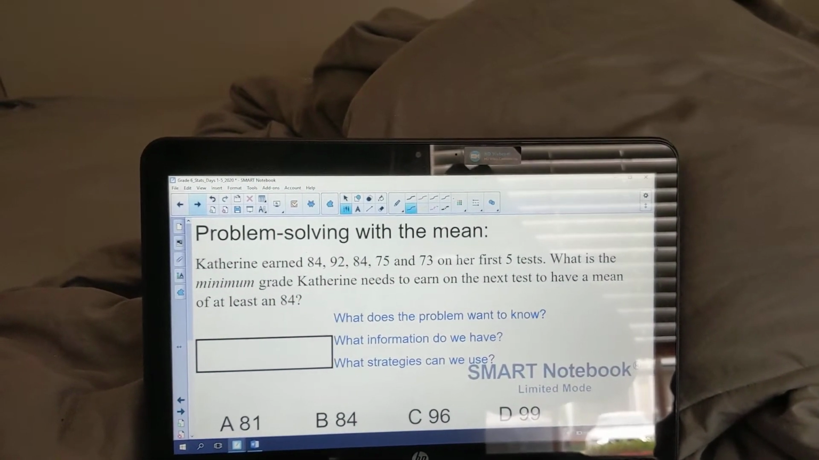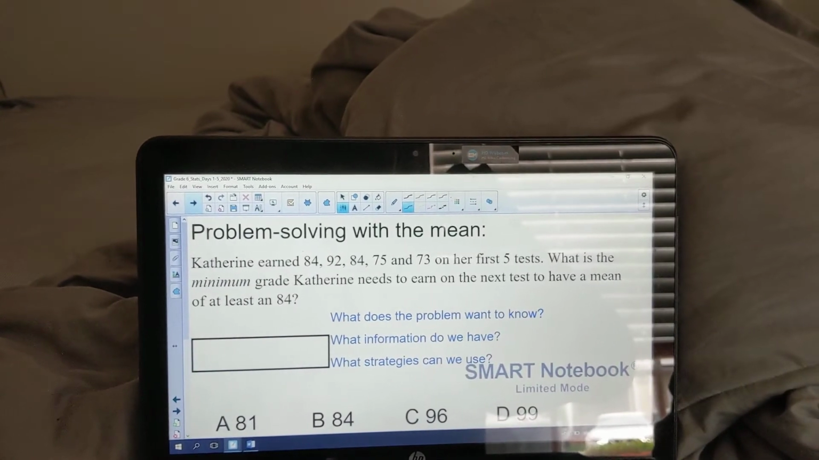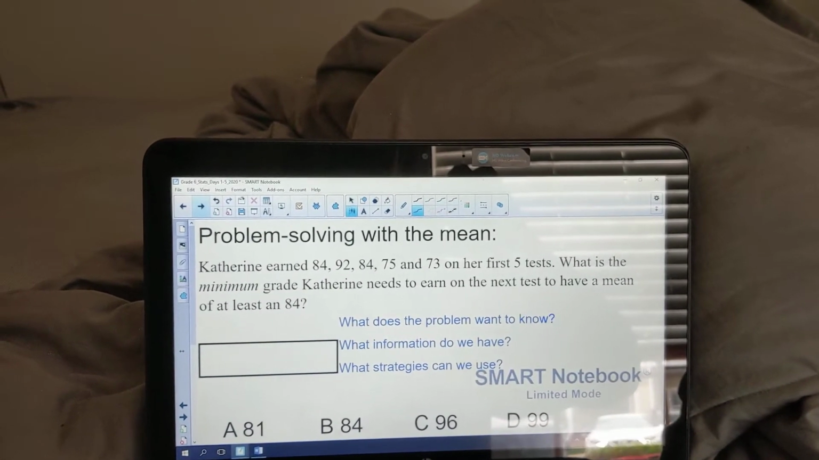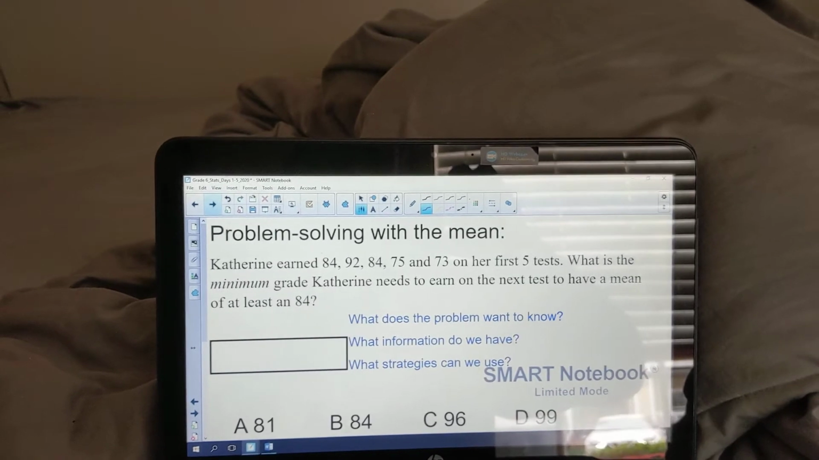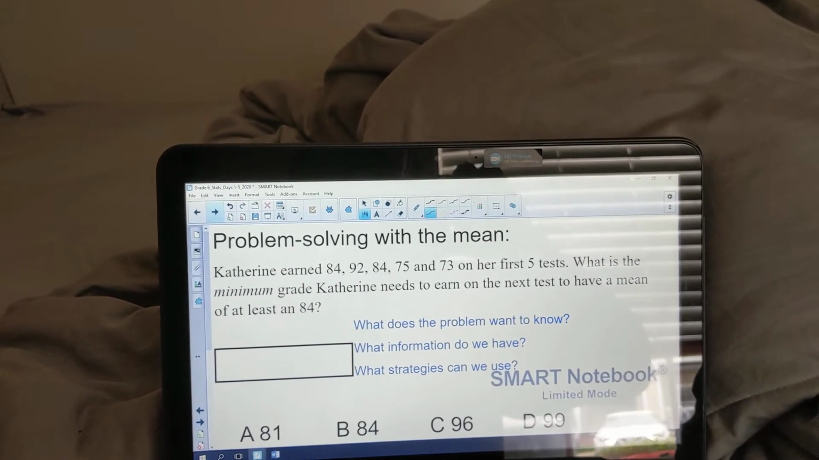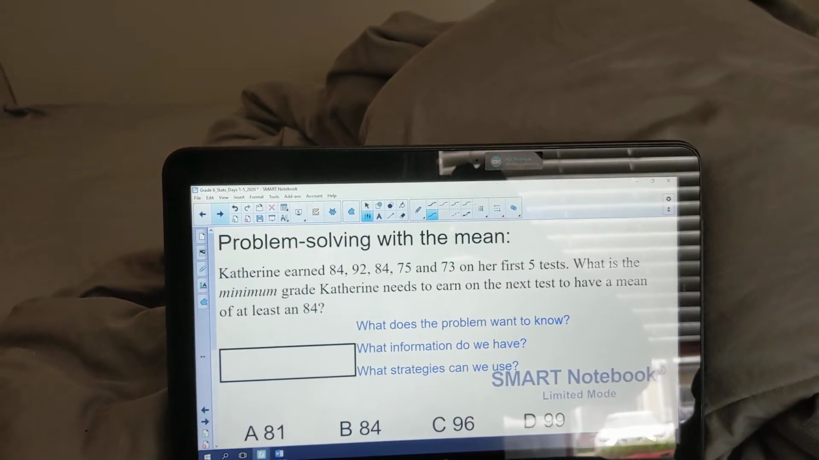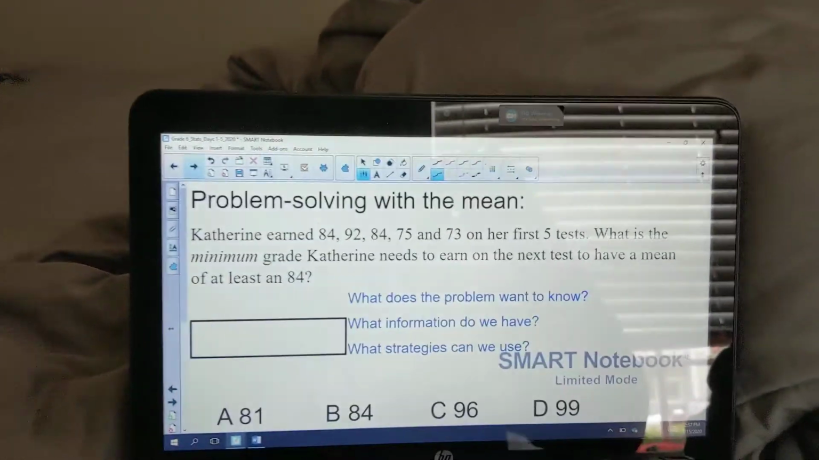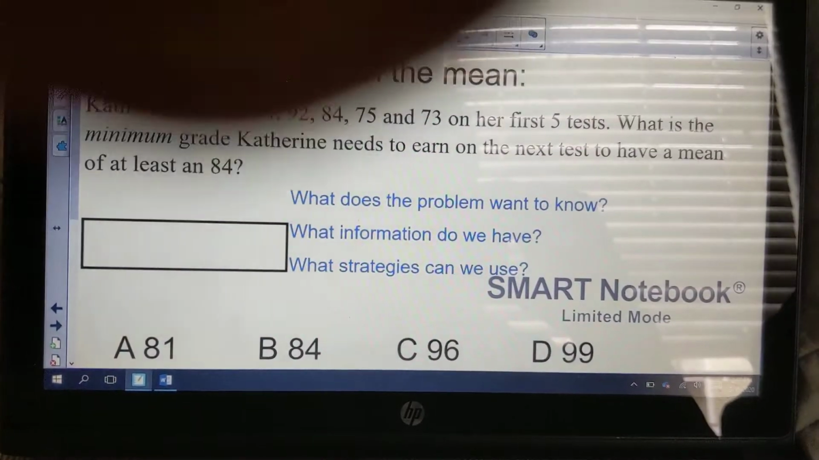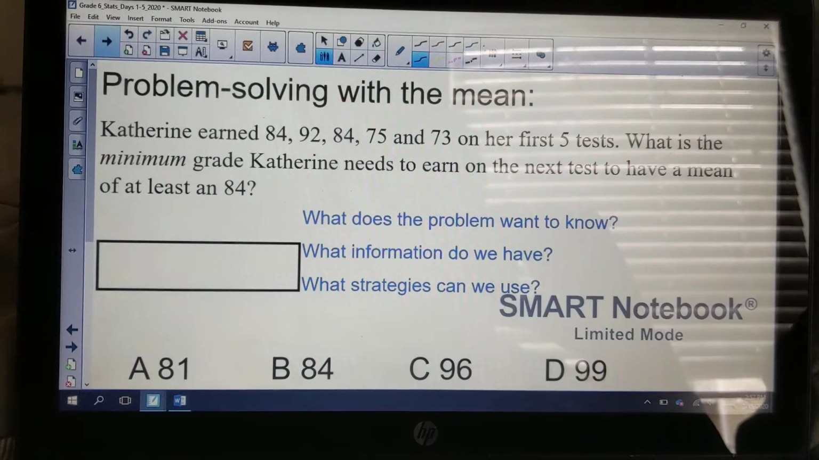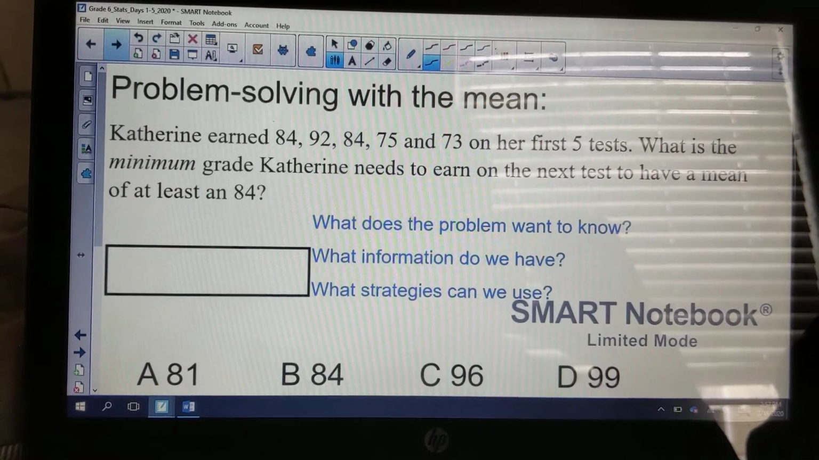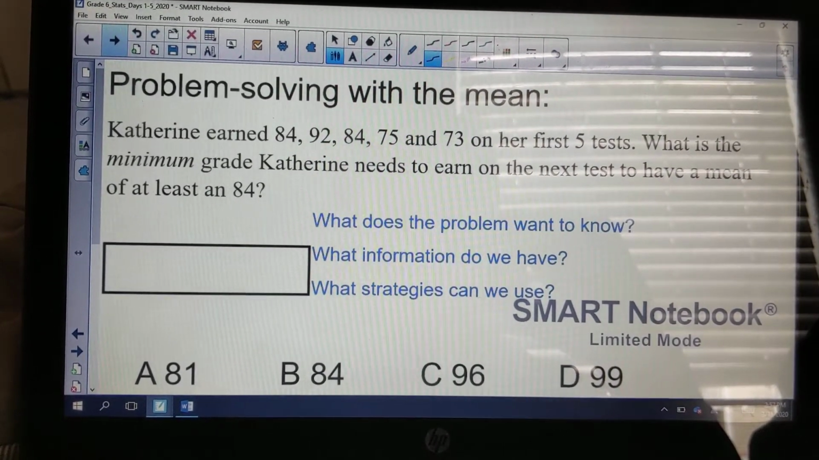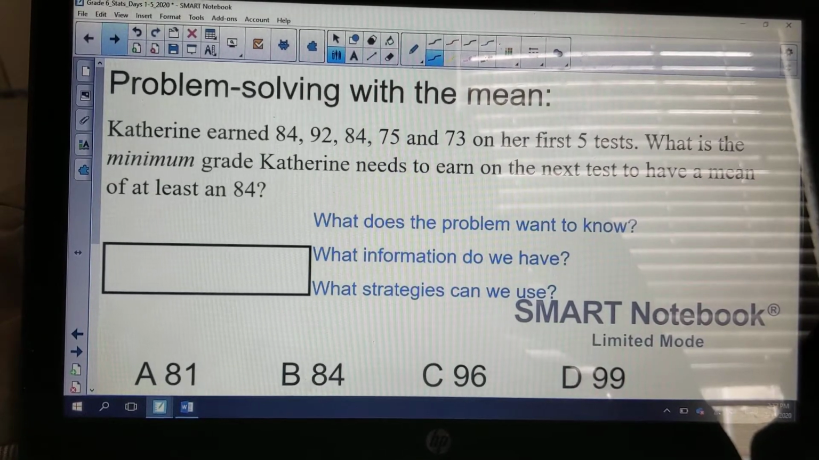It says Catherine earned 84, 92, 84, 75, and 73 on her first 5 tests. What is the minimum grade Catherine needs to earn on the next test to have a mean of at least an 84? So this is a pretty realistic situation. So she knows what she got on her first 5 tests, and she wants to have at least an 84 average, but she's about to take another test.